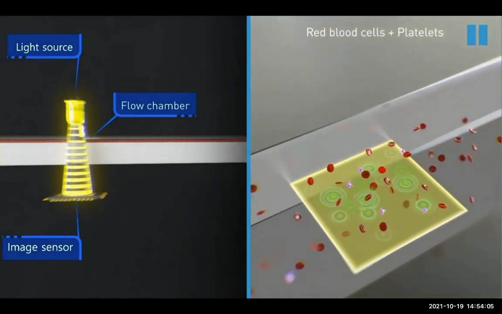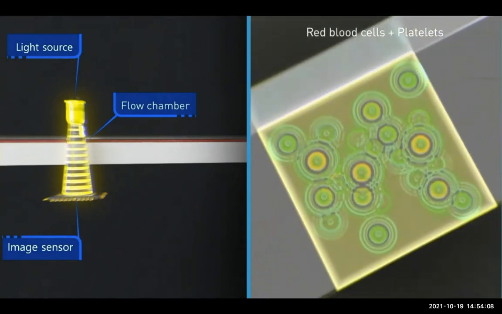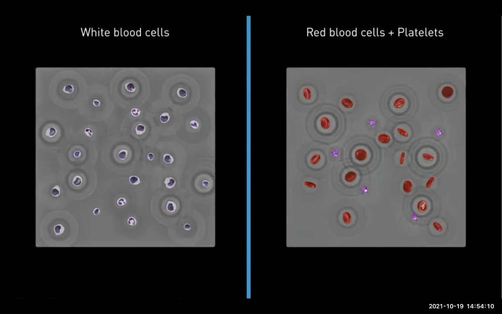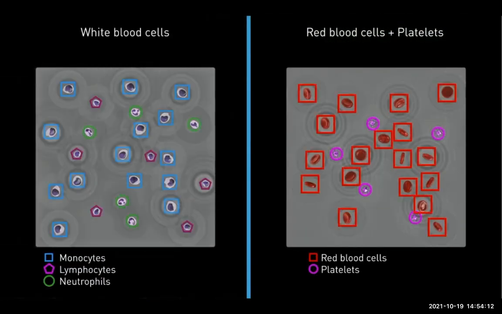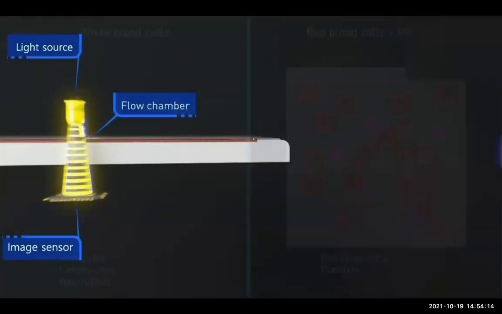The cells diffract the light that's emitted by the light source, creating holographic images that are reconstructed to allow machine learning techniques to classify different blood cells.